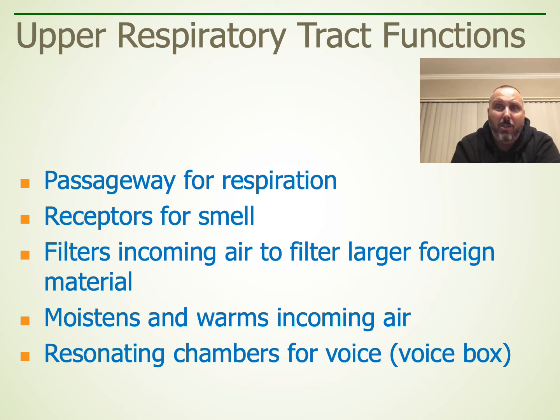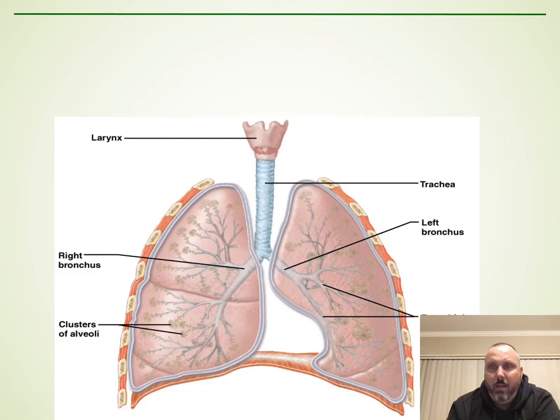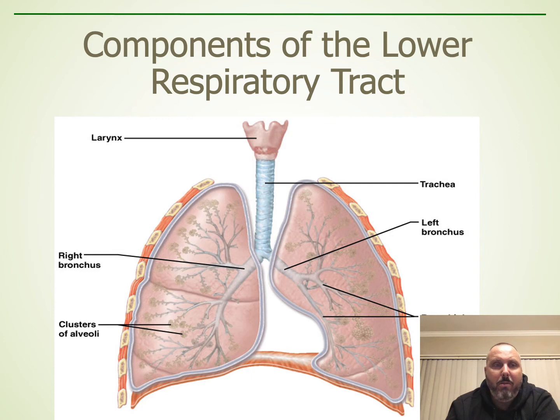So again, the word that comes up over and over again in anatomy and physiology is homeostasis. Our body likes to have everything at the right temperature so that it functions most effectively. Okay, lower respiratory tract: from the trachea, left and right bronchus, bronchioles, clusters of alveoli. Those are the things that we have there.